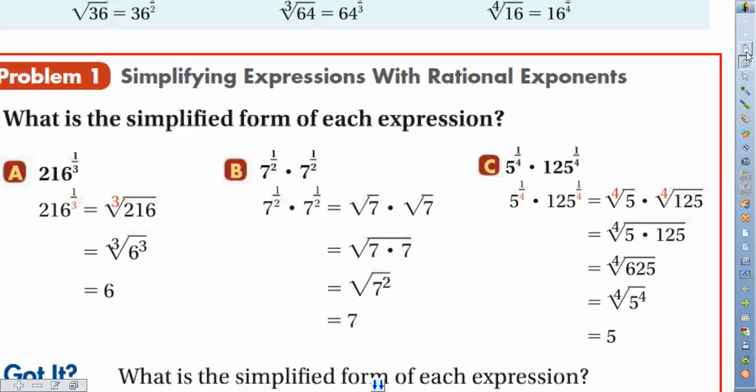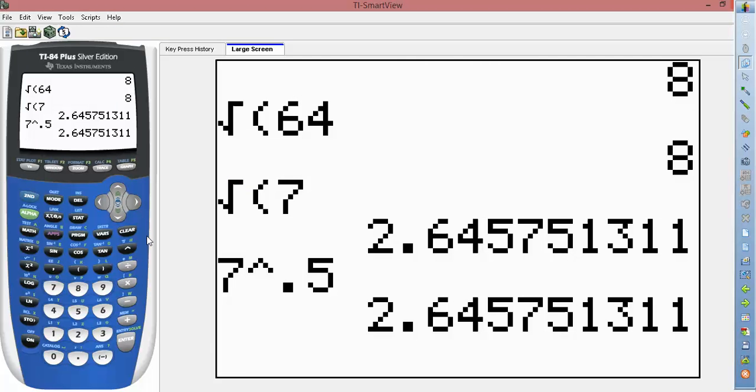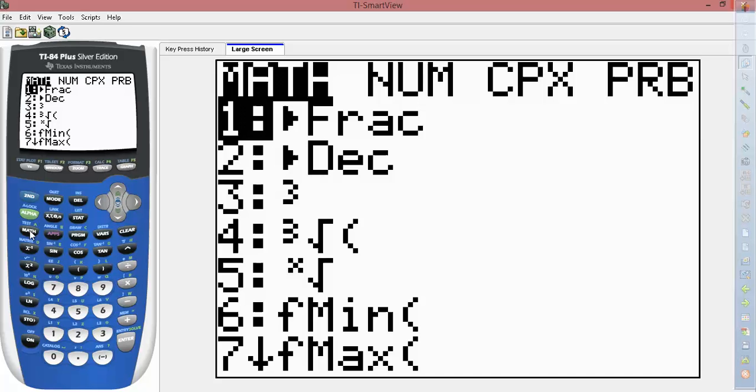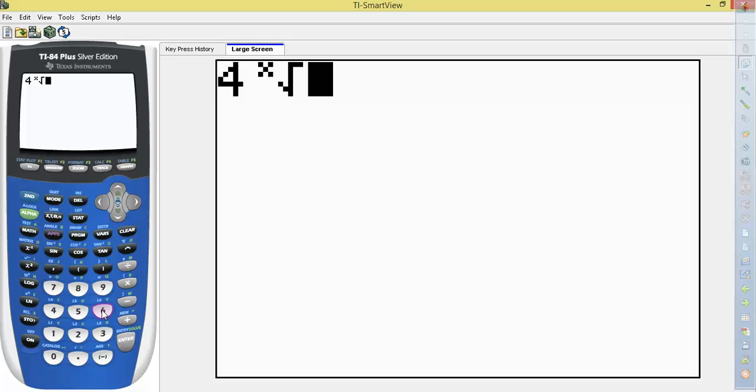Remember, you can actually use calculators to help you with that, right? If I want to do a 4th root, hit 4, math, number 5 right there. So now it's taking a 4th root of 625, and there it is. There's that 5 right there.